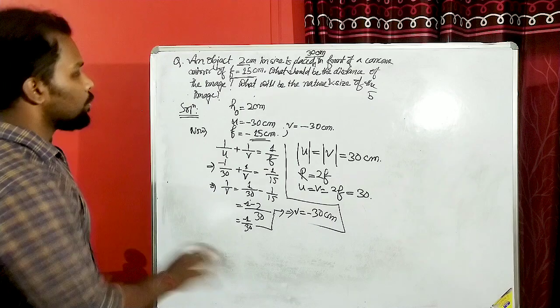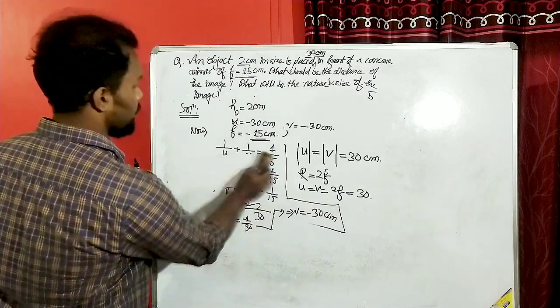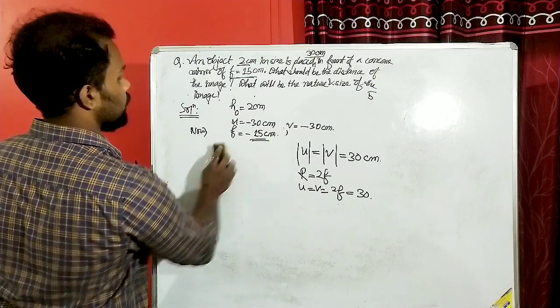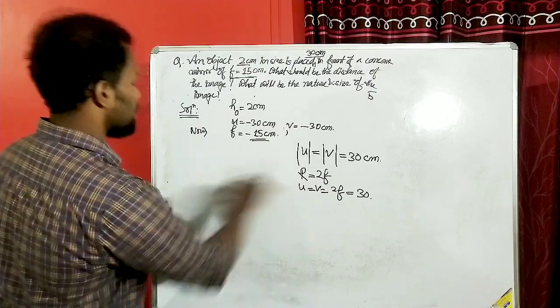Okay, so we will see. First we will erase this part. I will just erase this part. Not this part, I will just draw it here.